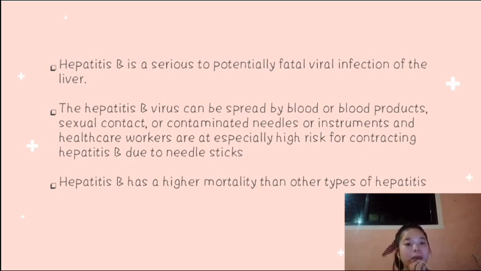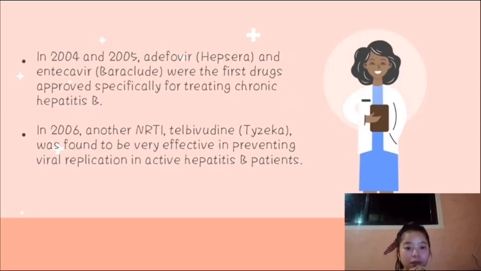So in the past, hepatitis B was treated with interferons. In 2004 and 2005, Adefovir or Hepsera and Entecavir or Baraclude were the first drugs approved especially for treating chronic hepatitis B. And then in 2006, another NRTI, Telbivudine or Tyzeka, was found to be very effective in preventing viral replication in active hepatitis B patients.